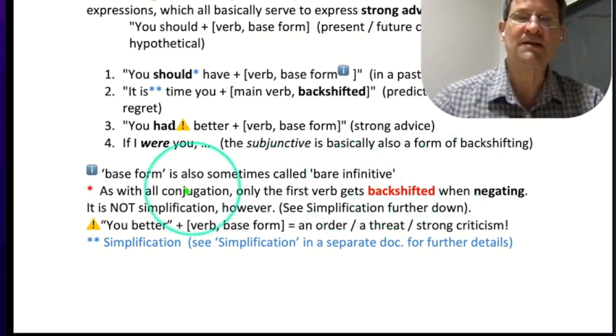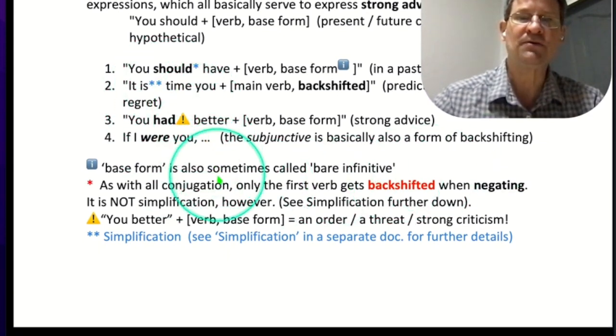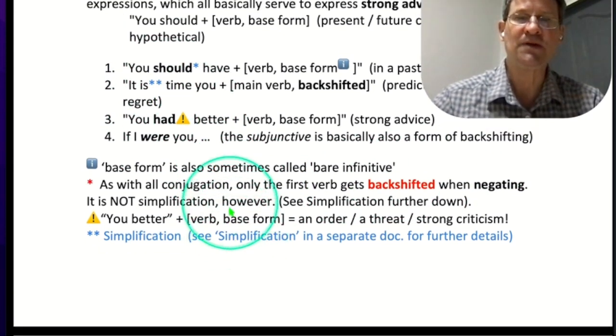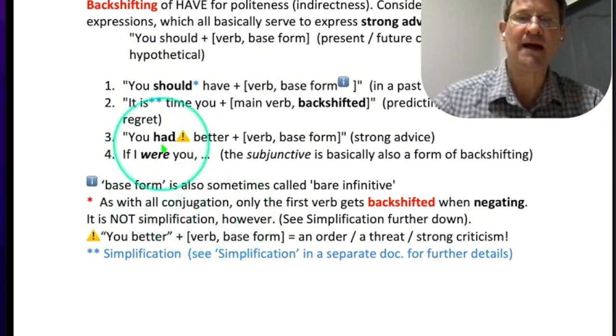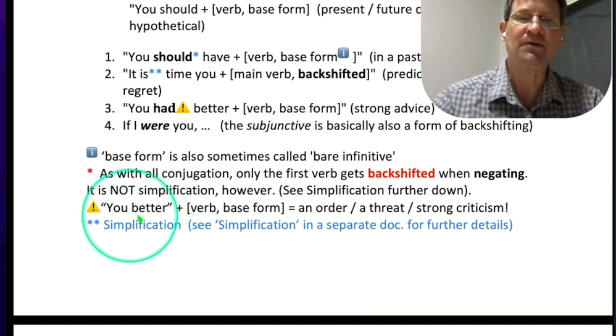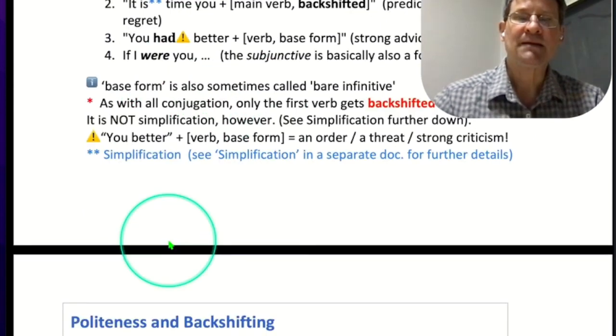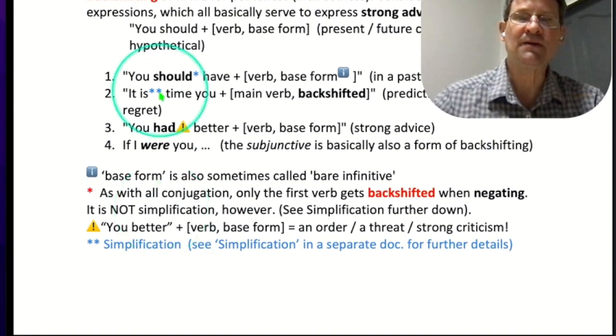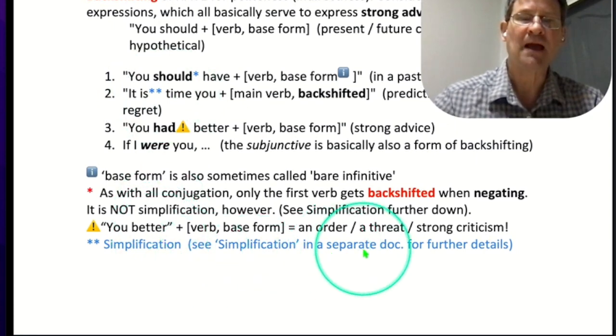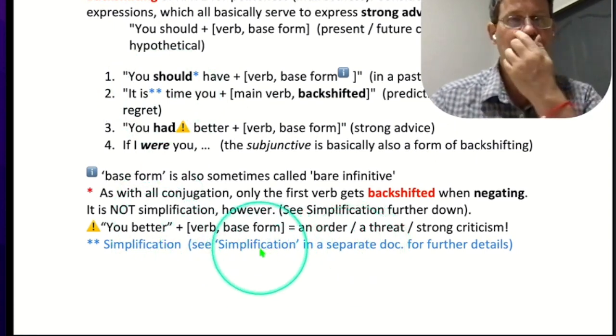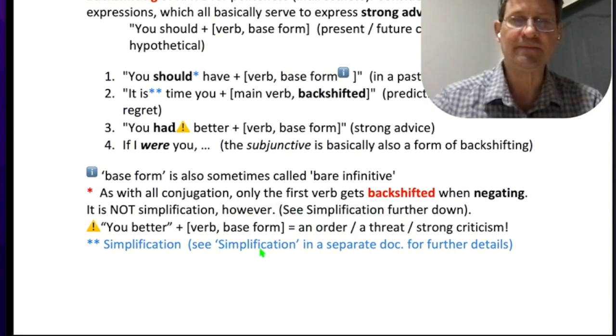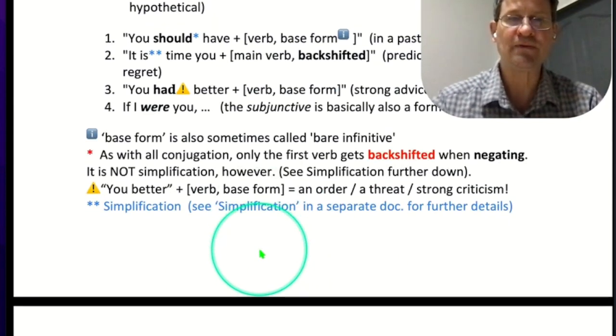And so all of these aspects are conditional, but also being polite. If you take away the had here, you better is more of an order, a threat, or strong criticism. So we understand here why had is better. In all cases, actually here, in this case, it's time is a simplification. And this is another aspect of English that needs to be looked at. We'll look at it in later videos.